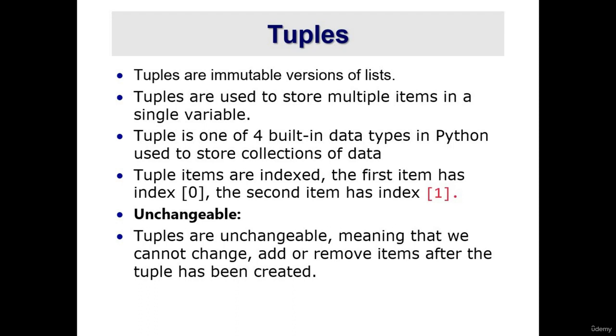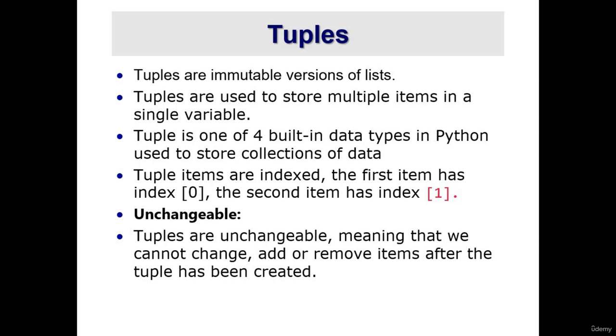What are tuples? Tuples are the immutable version of lists, which means they are similar to lists but immutable. We have already studied the concept of mutability. Mutability means that we can change or modify any sequence, like lists or anything else.